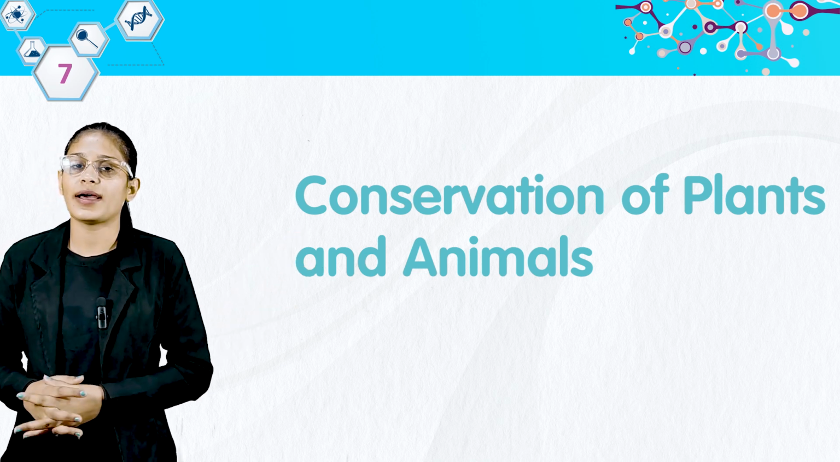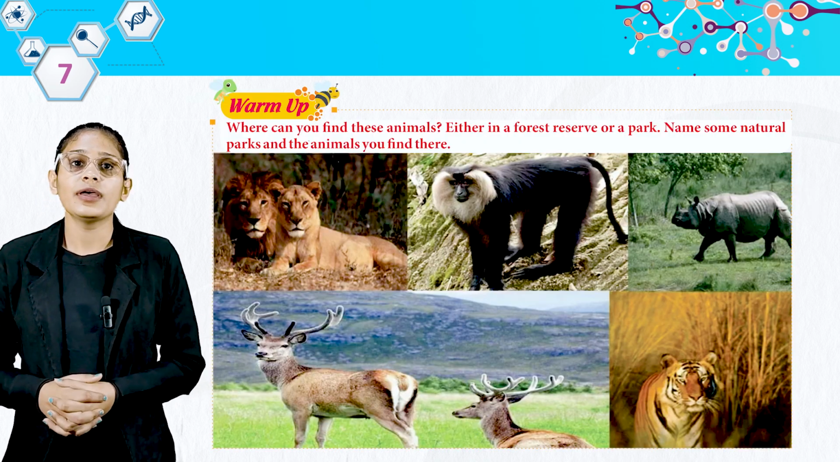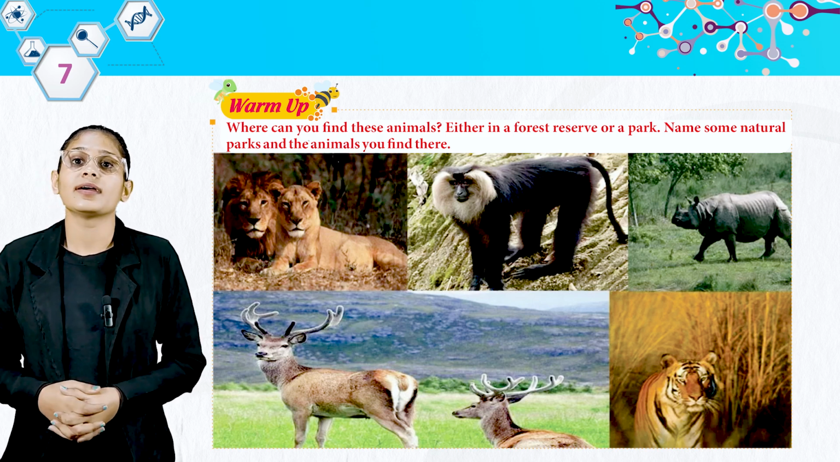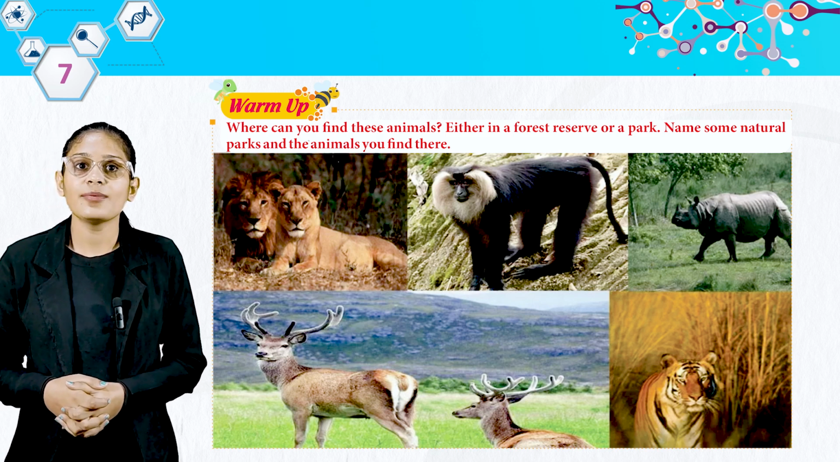Today we are going to discuss Chapter 7, Conservation of Plants and Animals. Let's warm up. Where can you find these animals? Either in a forest reserve or a park. Name some natural parks and the animals you find there.